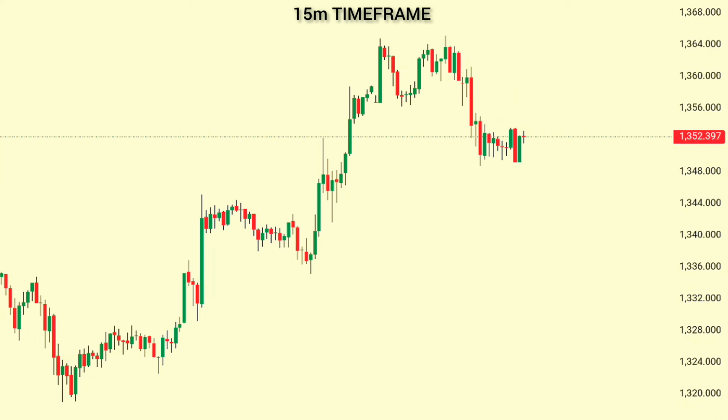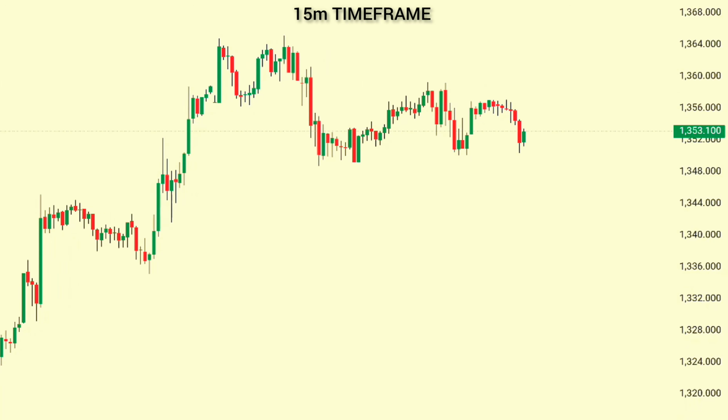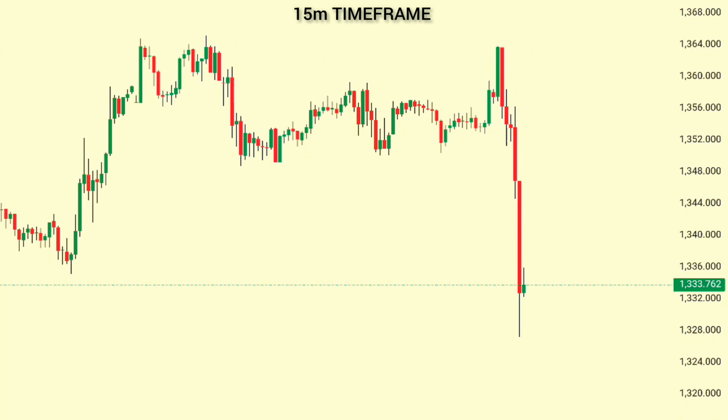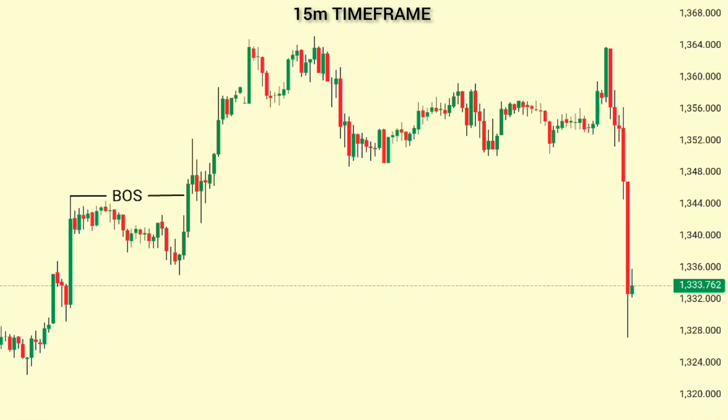This is why your demand zones fail. You're missing the real confirmation. Watch what happens when volume profile aligns with discount. First, price clearly breaks the previous structure.